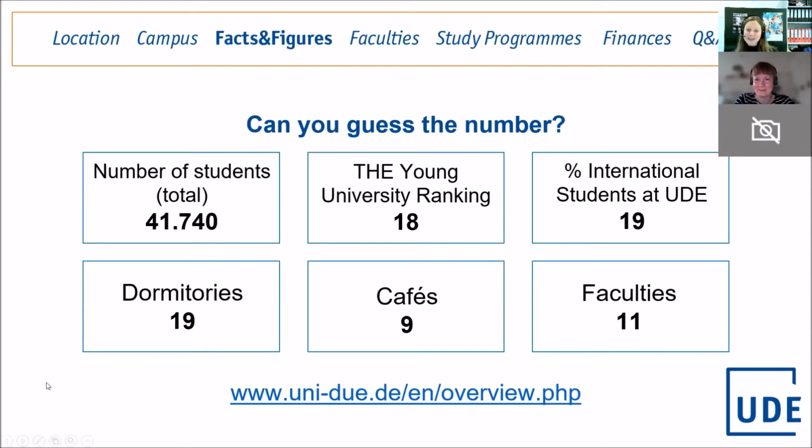Okay, so you can see it's a really big university. We've got over 40,000 students at the University of Duisburg-Essen. It was actually formed by the merge of two separate universities of Duisburg and Essen. So maybe that explains in some part how it's such a big university.